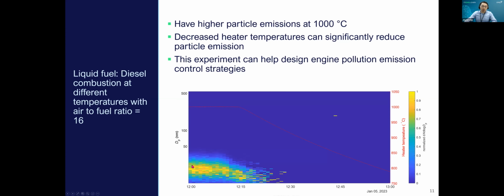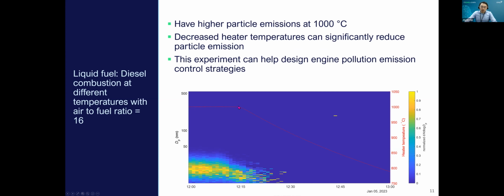So the next example is diesel combustion at different temperatures with a constant air to fuel ratio of about 16. This is a time series of size distribution, and the color bar represents the normalized size distribution. The red line represents the temperature inside the heater. As you can see here, at 1,000 degrees Celsius, we have particles generated from the combustion system with a mode around 20 to 30 nanometers.